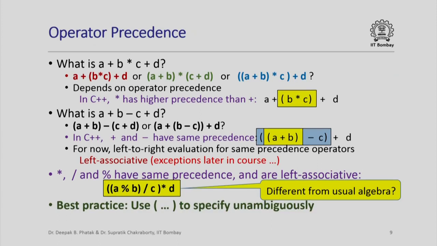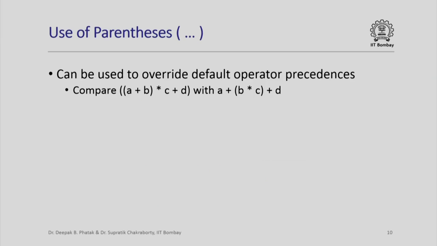So the best practice is really to use parentheses to specify unambiguously the exact order in which you want the different operators to be evaluated. Parentheses can be used to override default operator precedence. For example, for a + b * c + d, using parentheses I can specify that first add a and b, then multiply c with it, and finally add d, or I could say first multiply b and c, then add a and d to it.